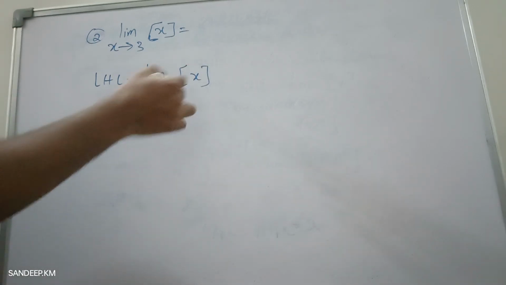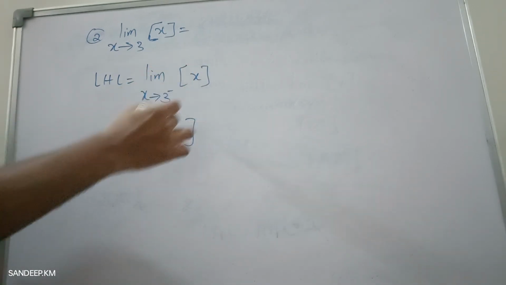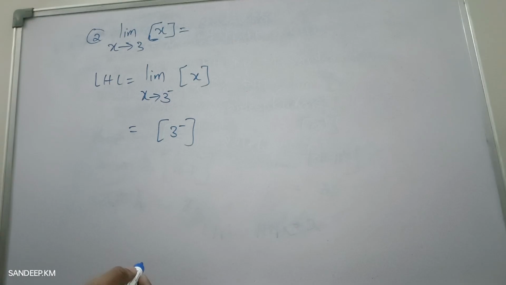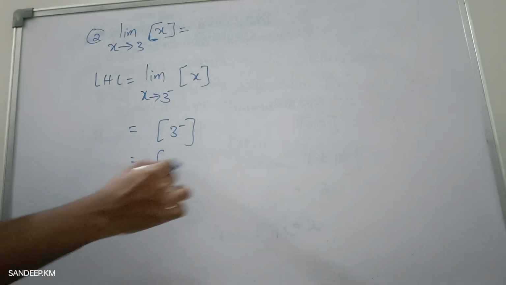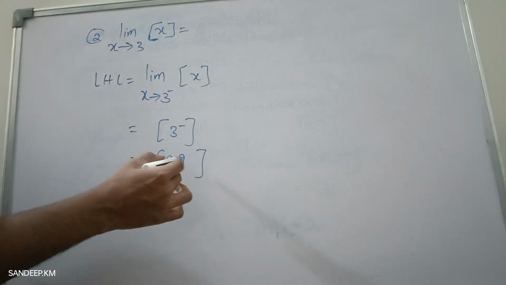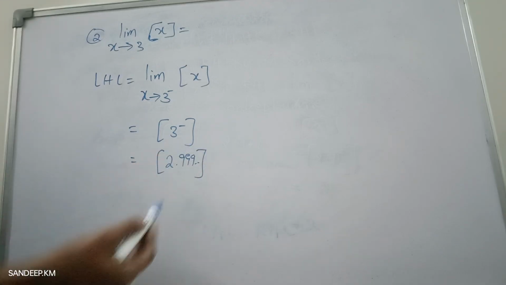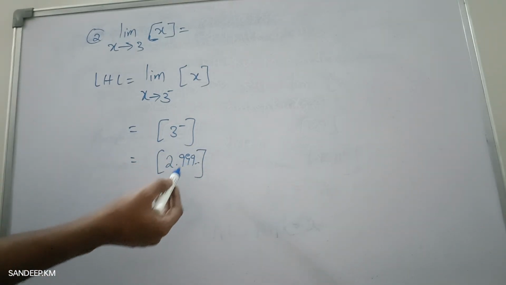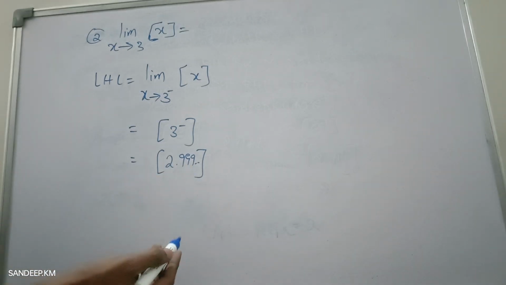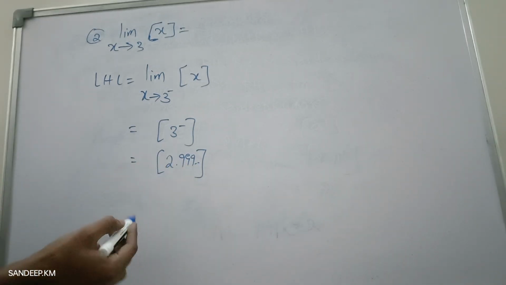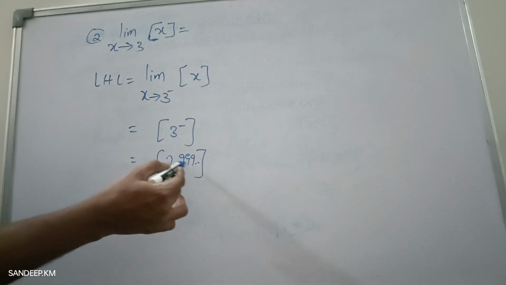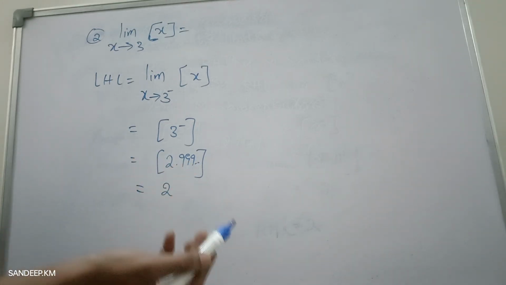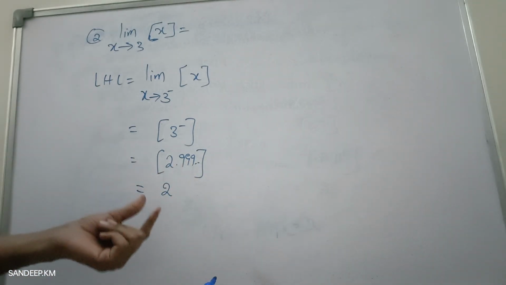So dear students, step of x is approaching 3 minus, now let us substitute it. 3 minus. Okay, now 3 minus means what, dear students? 2.999 and so on. Correct or not? Somewhere it can have 10 digits after the decimal or 100 digits after the decimal. It doesn't matter, but it is 2.999 something. And step of 2.999 something is equal to 2. So left hand limit is equal to 2.